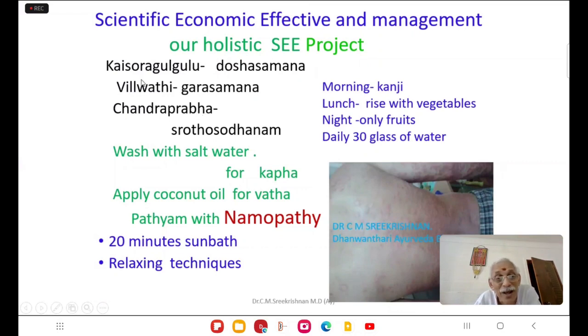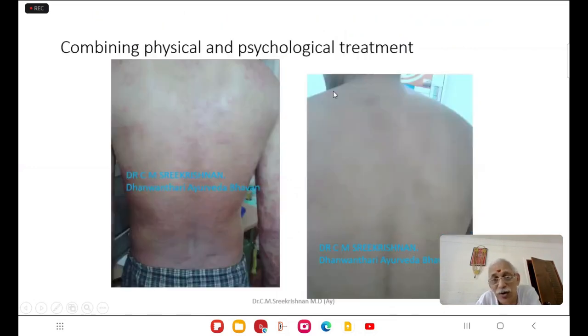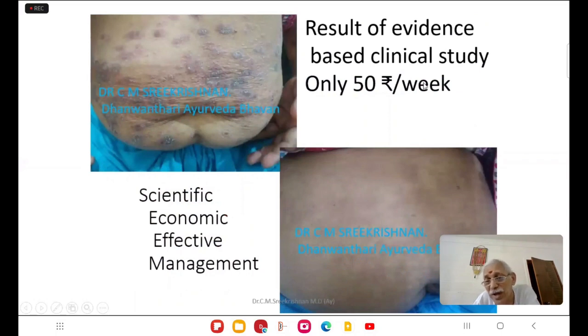So altogether about 1 rupee 25 paise, three times, which means about 10 rupees per day. For 7 days, nearly 30 rupees will cost. Only 30 rupees cost per week. So it is economic, effective, and scientific. I tried this for several people.